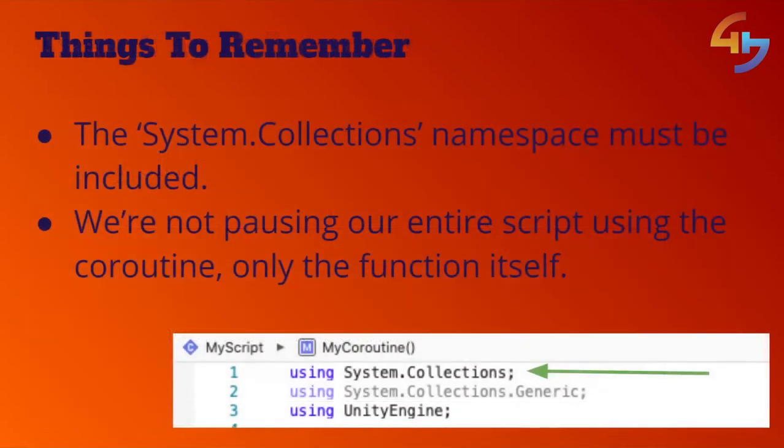Here's a couple of things to remember before we move on. For any of this to work in your script, you'll need to make sure that you have the namespace system.collections at the top of your script. This is included by default whenever you make a new script, so you shouldn't have to add it yourself, but just in case you removed it, you'll find that your script won't recognize things like the IEnumerator return type, so be sure to add it back.